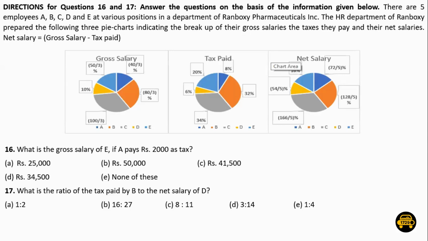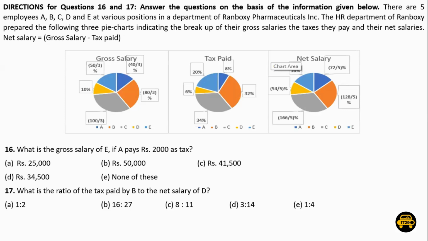All right, so let's have a look at this set. Let's read the information first. So this is a set of a pie chart. There are 5 employees A, B, C, D, E at various positions in a department of Ranbaxy C Pharmaceuticals Incorporated. The HR department of Ranbaxy C prepared the following 3 pie charts indicating the breakup of their gross salaries, the taxes they pay, and their net salaries.